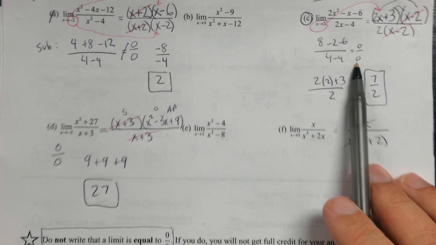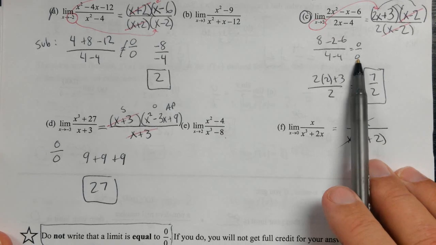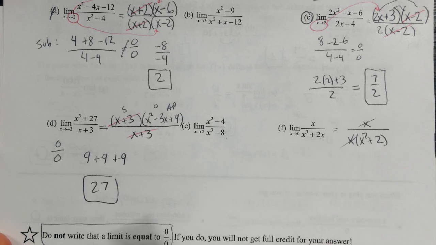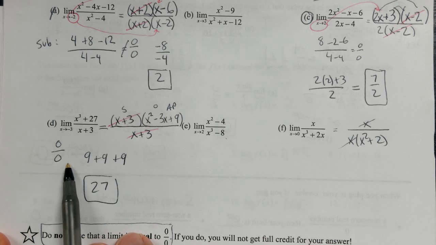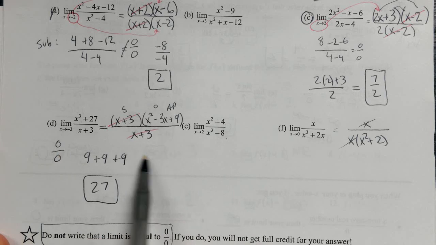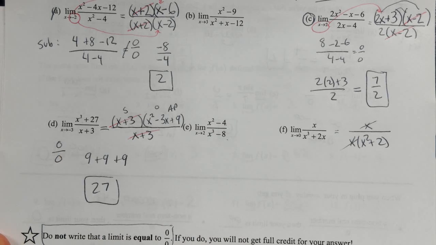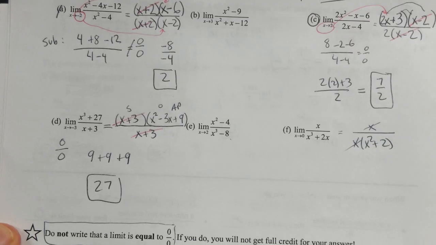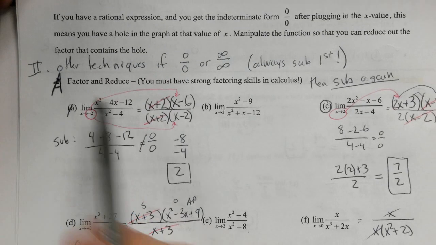In fact, I probably shouldn't even have it there, even though that's kind of iffy, because I never said the limit was equal to that. I just said this was equal to 0 over 0. The best way is to not put equal to anything, just have 0 over 0 kind of floating, and that's sort of your note to self that I got to do something else. But don't ever say that the limit is equal to 0 over 0, because it's not. The limit's 2 or 7 halves or 27. All right, so that's one technique, the factor technique.